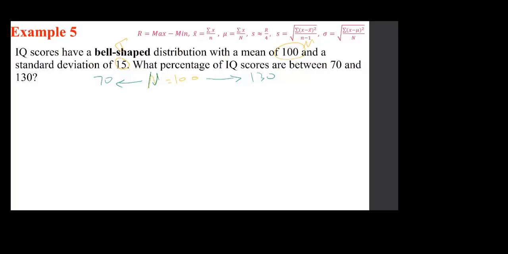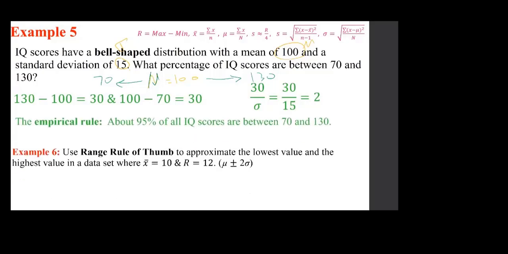Now, 30 units really doesn't mean anything. What matters is what it translates into, meaning how many standard deviations. So the distance of 30 is not good enough. We want to know how many standard deviations it corresponds to. Because the standard deviation is 15, 2 times 15 is 30, so it corresponds to 2 standard deviations away from the mean on both sides. And therefore, now you have the answer, which is 95%, according to the empirical rule.